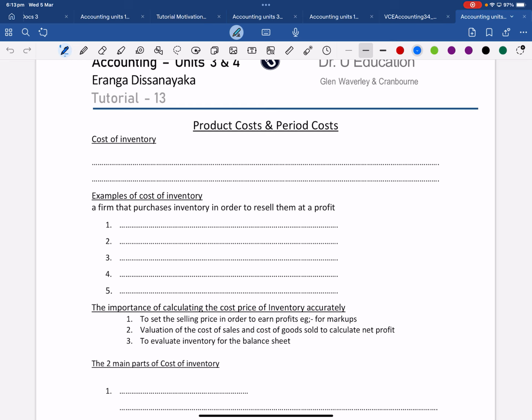Okay, guys. First of all, we'll start with the cost of inventory, right? Please write the note.